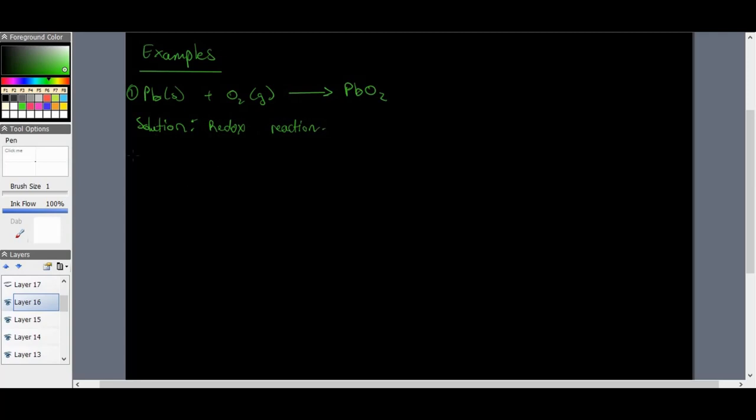Let's take a look at another one. Let's take Na2CO3, without any classification of the phase. You tell me. We have Na2O plus CO2. Tell me, is it acid base? Is it gas forming? Is it a redox reaction, or is it precipitation?